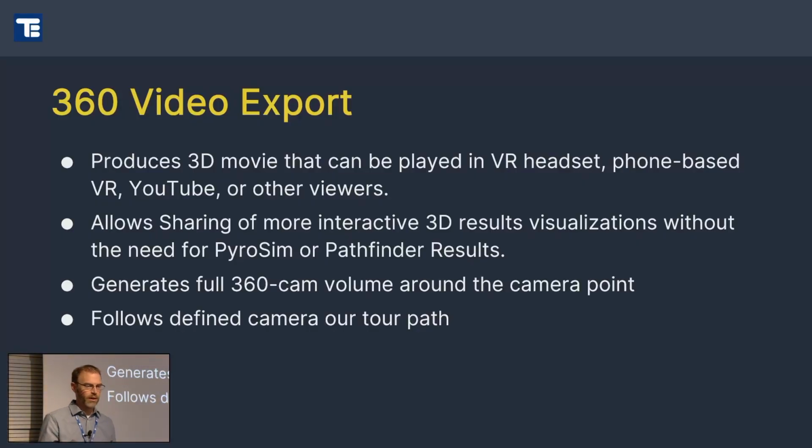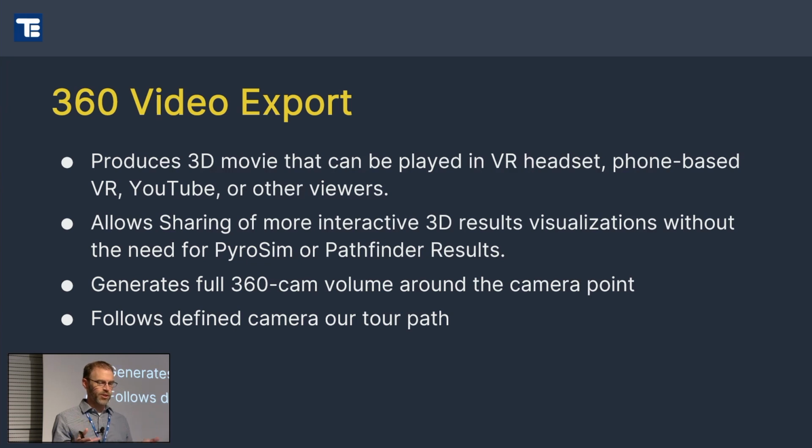360 video export. This is something that we had added as sort of a mini VR. We've supported VR through an Oculus headset for quite a while. But what this export does is create a standard movie file that you can upload to YouTube. It's kind of like an MP4 format. But then it can be viewed in a VR headset or with a phone-based virtual reality like the Google Cardboard, where you put in a high-res phone, and I don't think those really gained much traction. But also on YouTube or other video viewers, you can view this 360 full spherical video and look around.